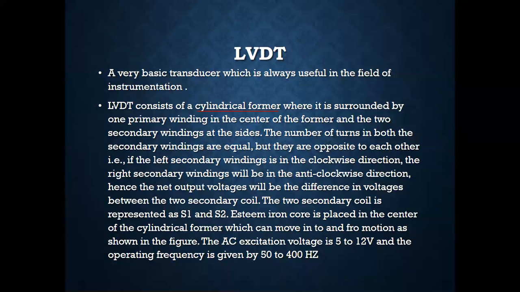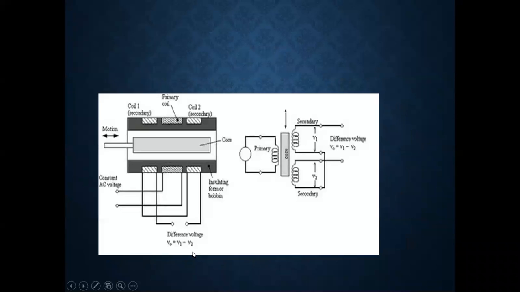That is why the net output voltage will be the difference between the voltages. The two secondary coils are represented as S1 and S2. An iron core is placed in the center of the cylindrical former, which can move in to-and-fro motion as shown in the figure. So you can see that this can move.